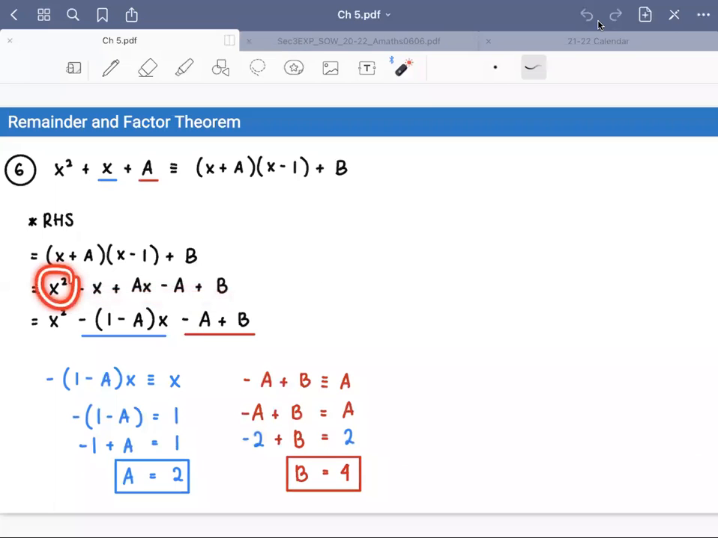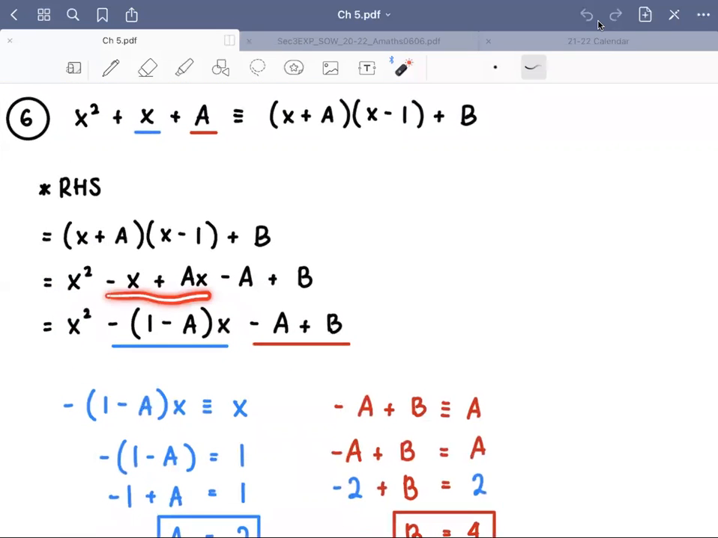So x squared is alone, so we bring down x squared, and then we have negative x plus ax. So how can we combine this? Again, we can combine this by factorizing this expression. So it becomes minus 1 minus a times x. So your common factor is x, right? And then divide each term by x. So negative x divided by x is 1. And then positive ax divided by negative x, so it's negative a. Okay, so that's what happened here.